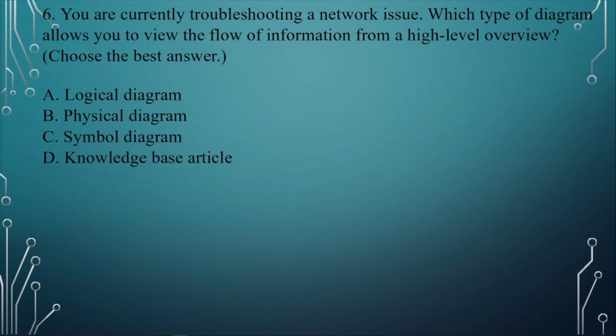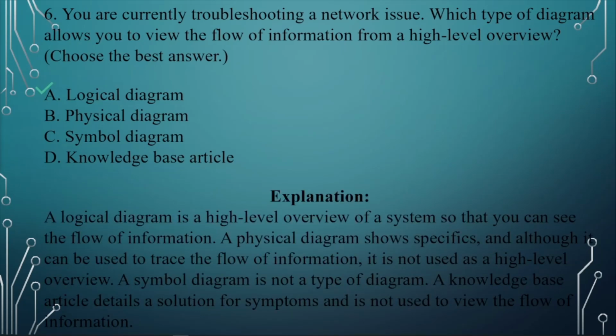Question number 6. You are currently troubleshooting a network issue. Which type of diagram allows you to view the flow of information from a high-level overview? Choose the best answer. A. Logical. B. Physical. C. Symbol. D. Knowledge-based article. The answer here is A. Logical diagram. So a logical diagram is a high-level overview of a system so that you can see the flow of information.